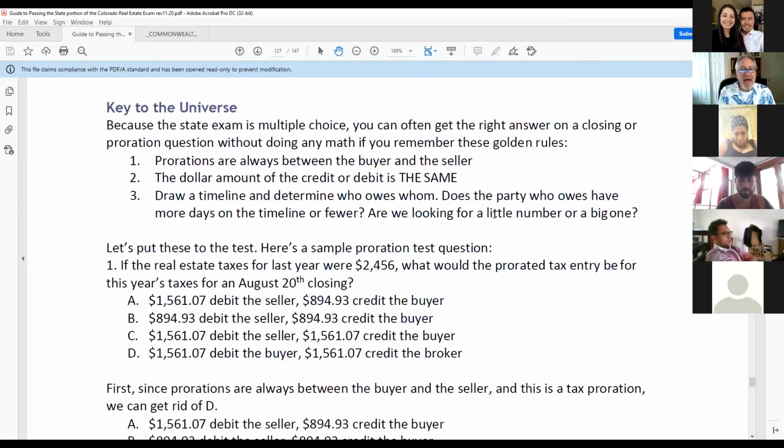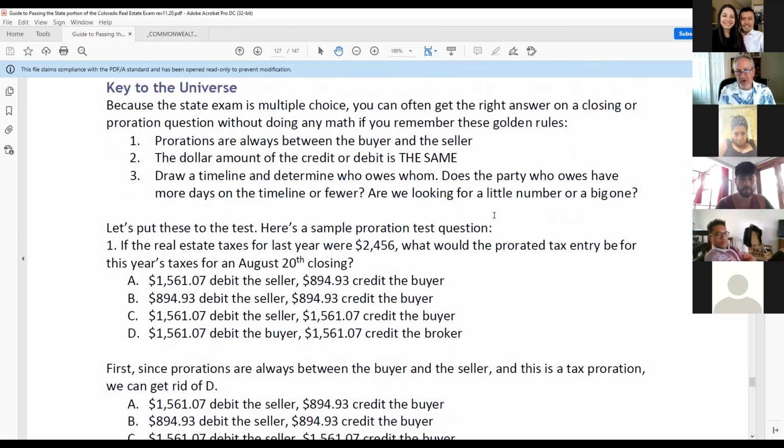Now that we did all that math, I want to show you the key to the universe and why I had you do that exercise of drawing the timeline out, doing all those things, because I'm going to show you how to answer a question now without having to do any math whatsoever. But you've got to do that timeline and calculate the days correctly. All right, here we do it. Here's how it works. So, golden rules. Prorations are always the same between buyer and seller.